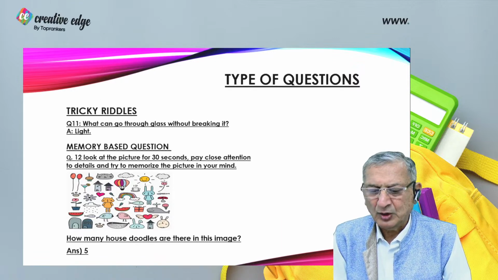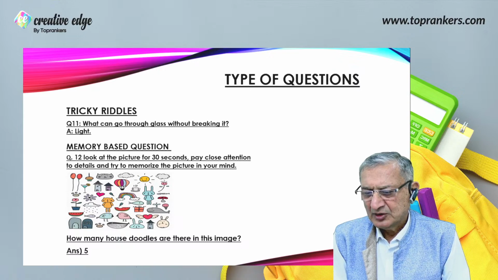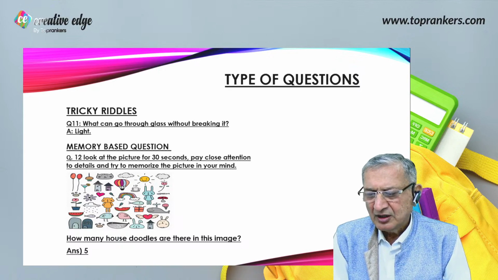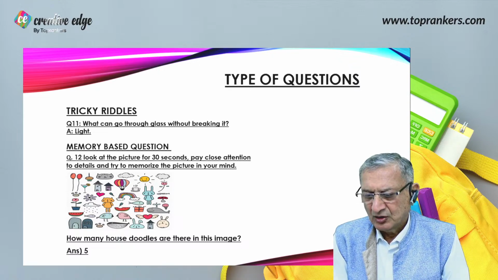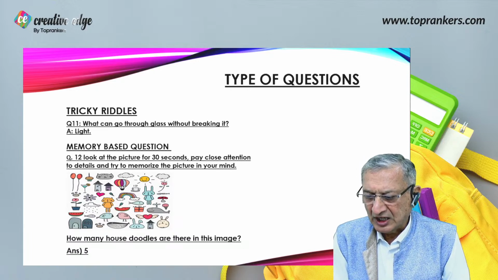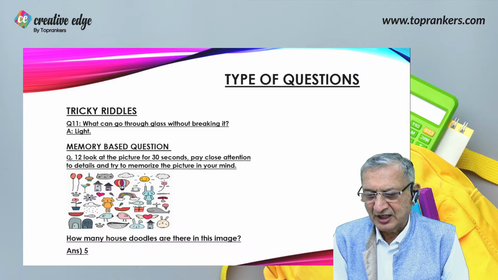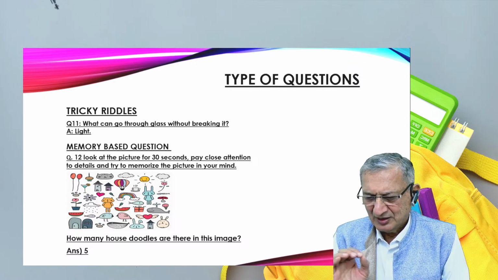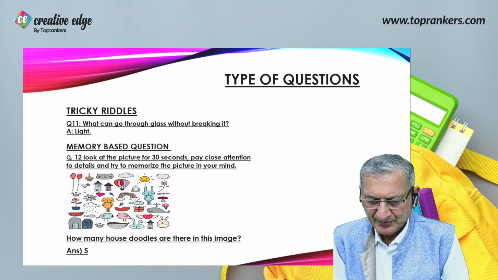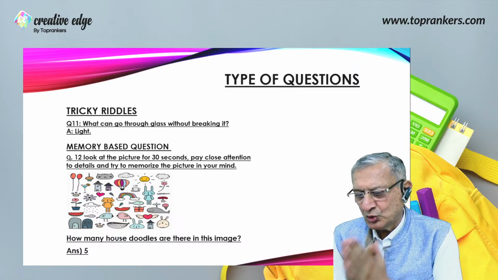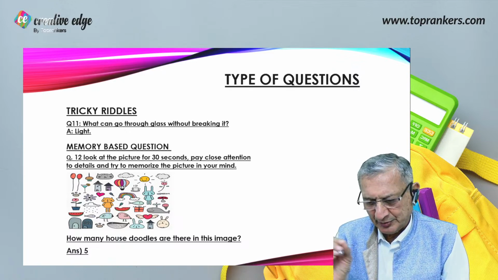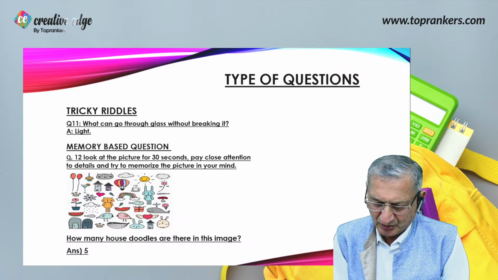Now, visual perception, one tricky riddle question. What can go through glass without breaking it? It can be simply light. Very simple, tricky questions. Now I'm framing a rather too simple question. There may be a little more complicated but tricky question.